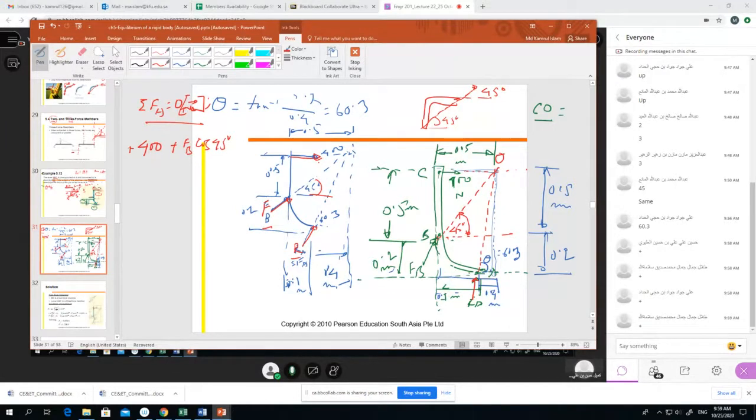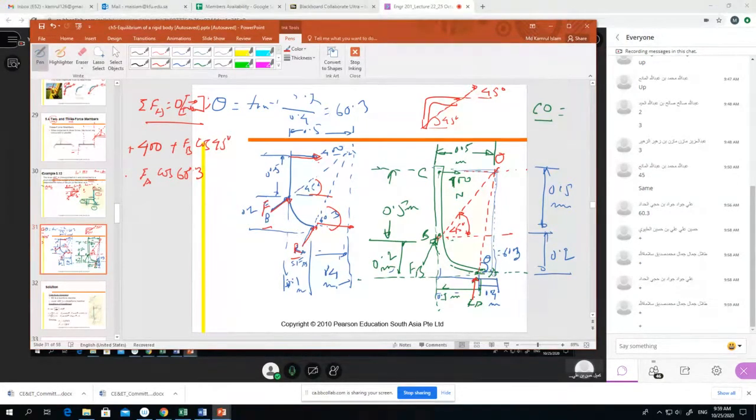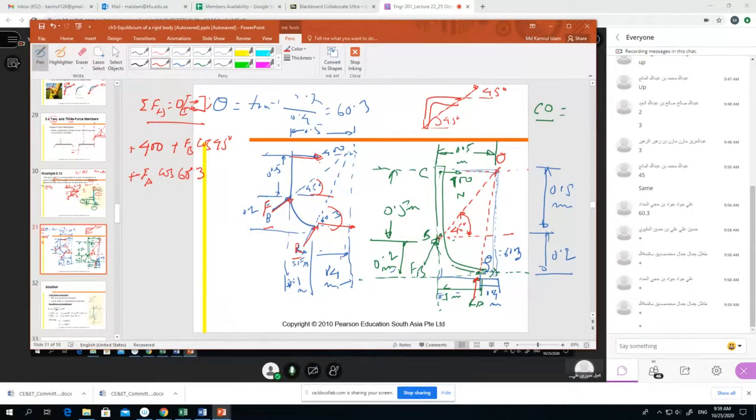Then we have RA, or FA, whatever you write down. I write FA, it doesn't matter. So it is at 60.3 degrees and it is the horizontal reaction. We write cos 60.3 degrees. Plus or minus? Plus, right?